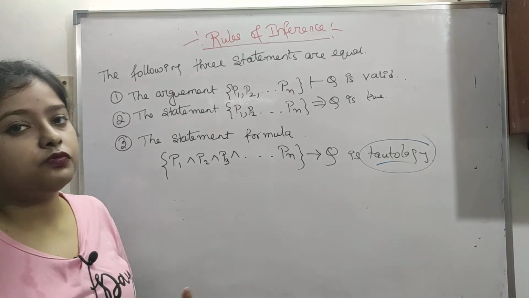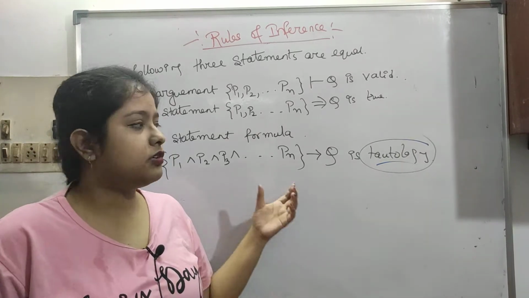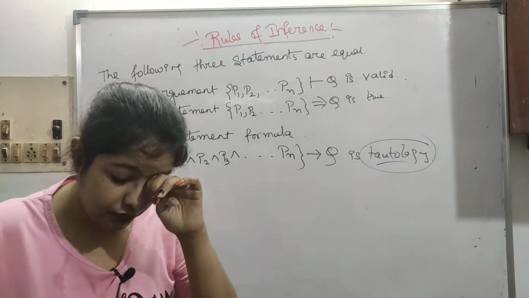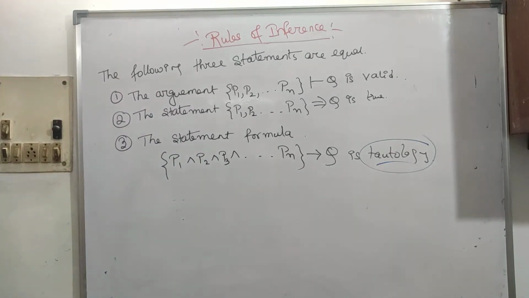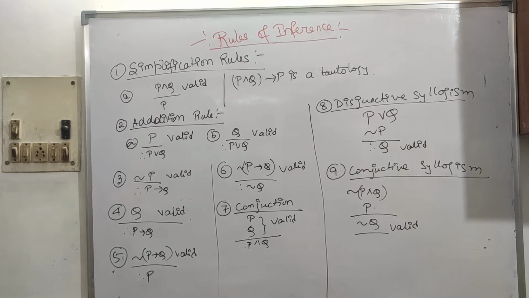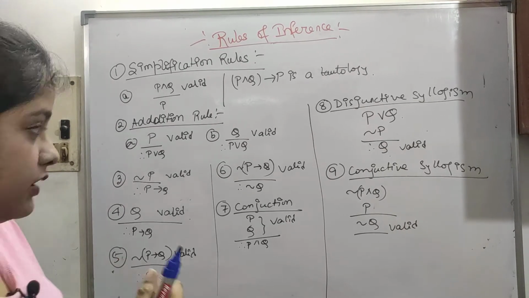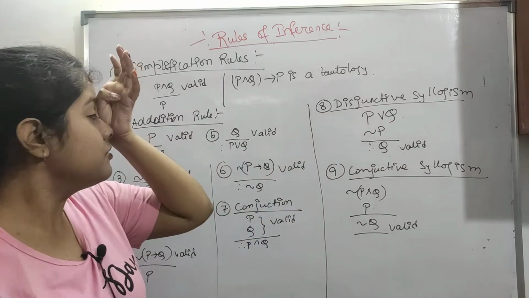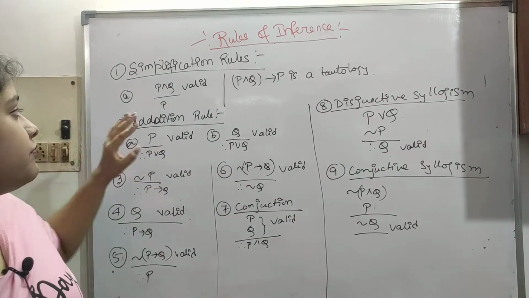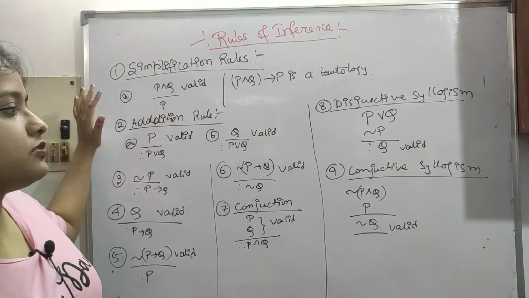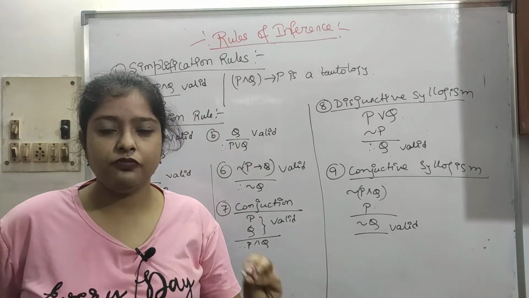Now we'll move on to our rules of inference. If you want, you can take a note of it. So now let's see these questions, the rules of inference. First is the simplification rule. All this you don't have to remember.